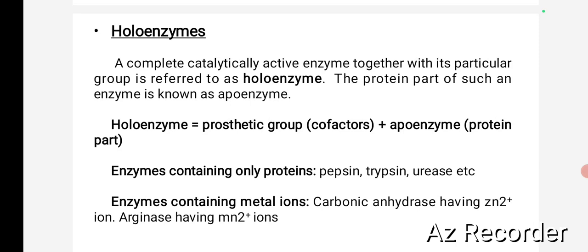Holoenzyme equals prosthetic group, cofactor, plus apoenzyme, the protein part. Both are combined together to form the holoenzyme. This is the active form of the enzyme.